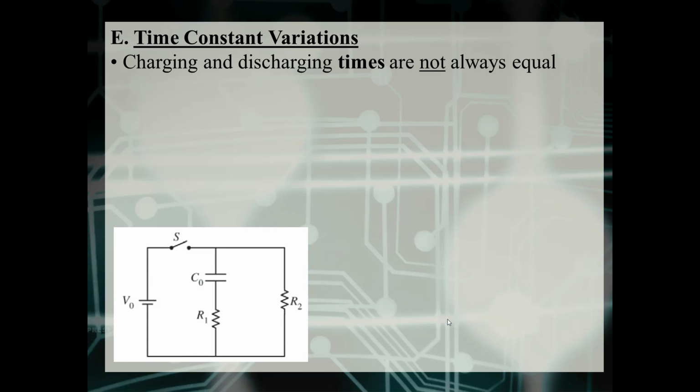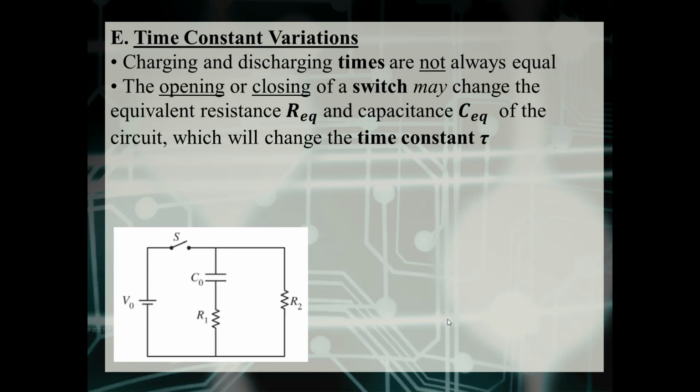On the left-hand side, I have a branch with a battery, V0. In the middle branch, you have a capacitor, which we're identifying by C0, and then we have a resistor in that same branch, R1. And on the right-hand side, you have a resistor, which is R2. Now, whether you close that switch or open that switch has an effect on what the equivalent resistance in the circuit is going to be.